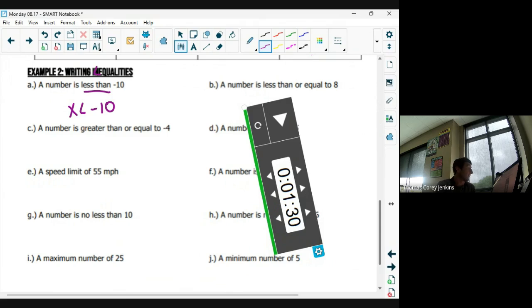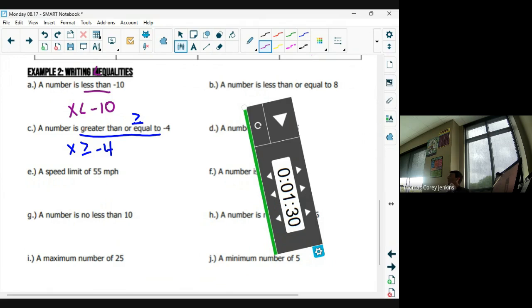Looks like what I wrote up on the board. A number, so x is greater than or equal to. So greater than or equal to is this guy. So we have x is greater than or equal to -4. You can check the board for how that looks. Any questions?